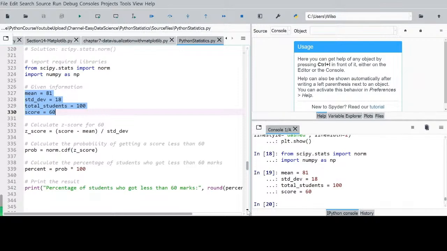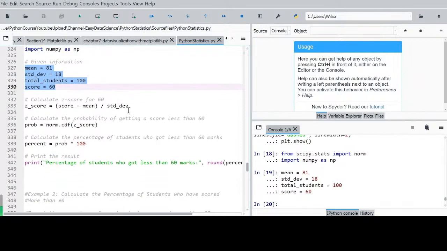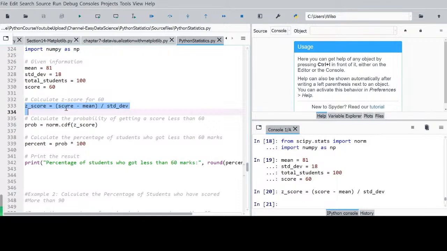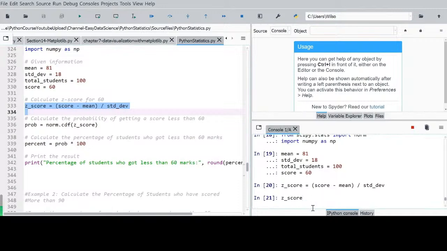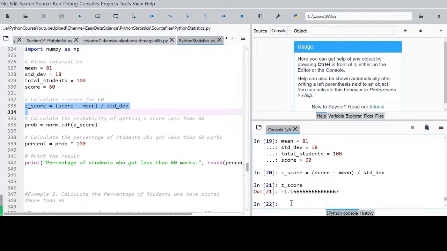Most of the calculation of the normal will be connected with the standard normal distribution. So first we calculate the z-score, which transforms this score into a standardized value. Z-score is for the standard normal distribution. So it is the score minus the mean, divided by the standard deviation. For example, we can show this value is about negative 1.16.